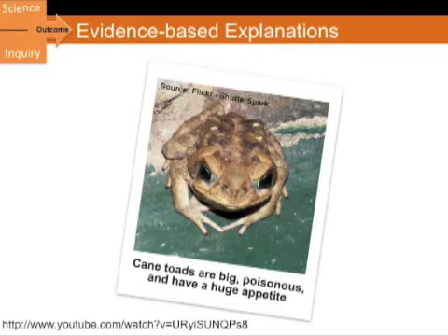Let's take an example of the cane toad. Cane toads are large poisonous toads that have a voracious appetite. Their primary mode of identifying prey is through seeing motion, but they can also use smell. Cane toads prefer insects but will eat small rodents, amphibians, and even human rubbish.